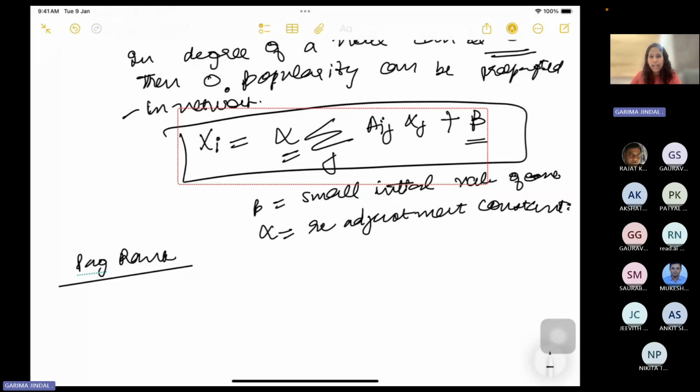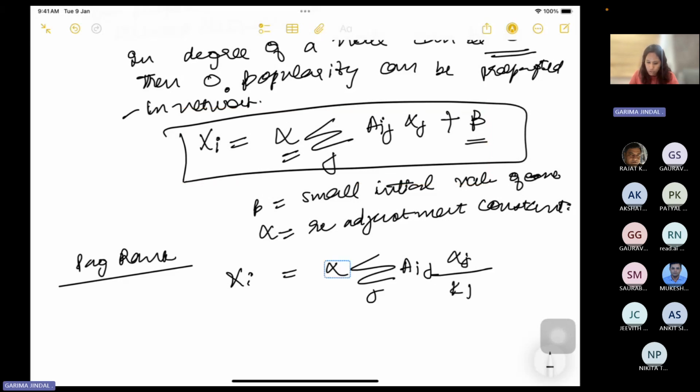The formula for the PageRank algorithm is very similar to what we have seen in the last formula, that is, the formula for eigencentrality. So in this, we have xi is equal to alpha sum over j of aij xj divided by kj out, plus beta. Basically, whatever the popularity is, that is divided by the number of outgoing edges. So this is what we demonstrated in the initial example that I gave you.